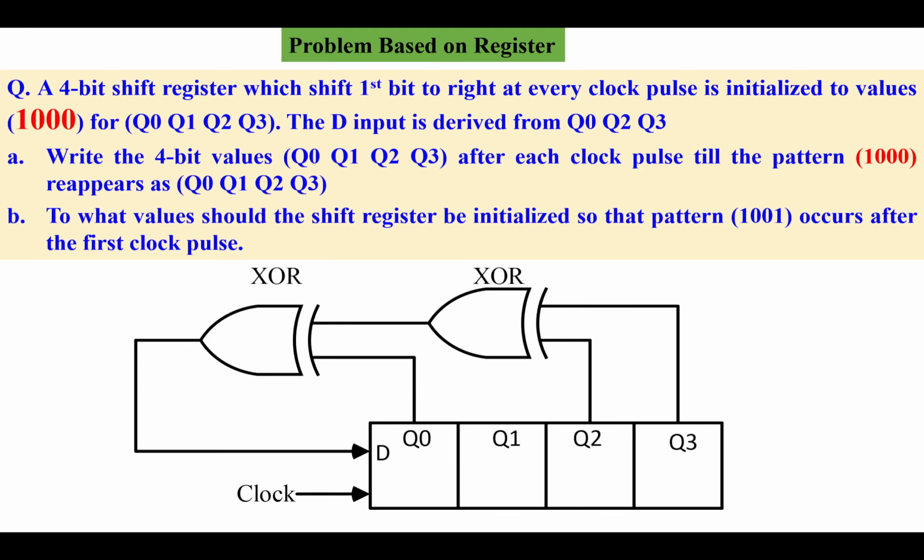Now we just read this question very carefully. So there is a 4-bit shift register. That is correct, because this is a 4-bit shift register.